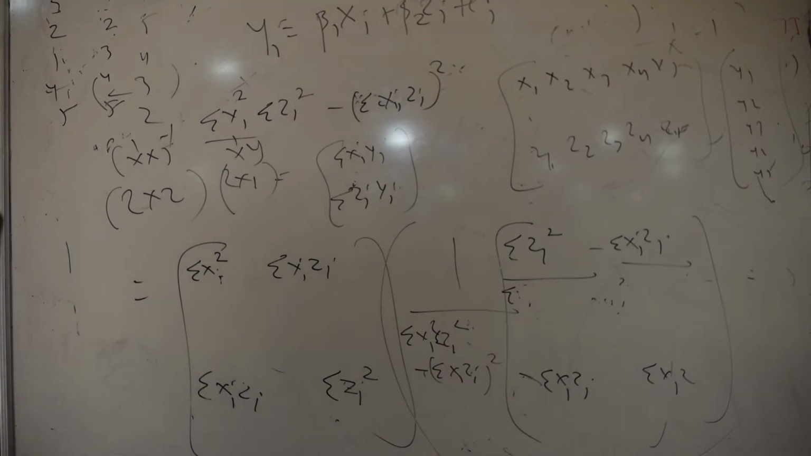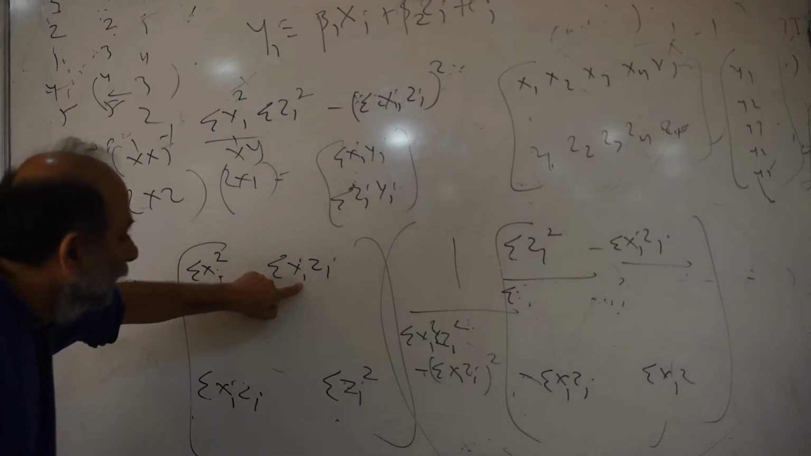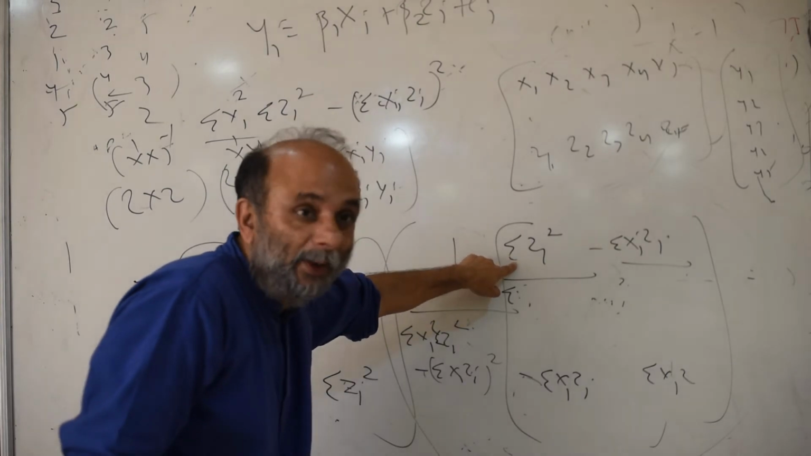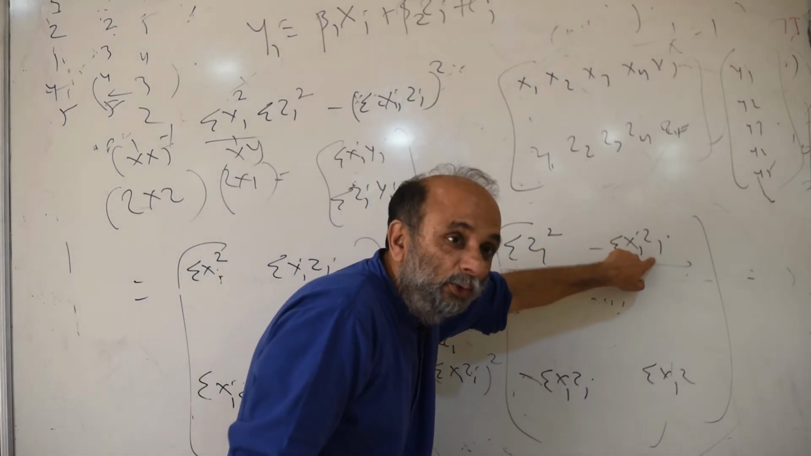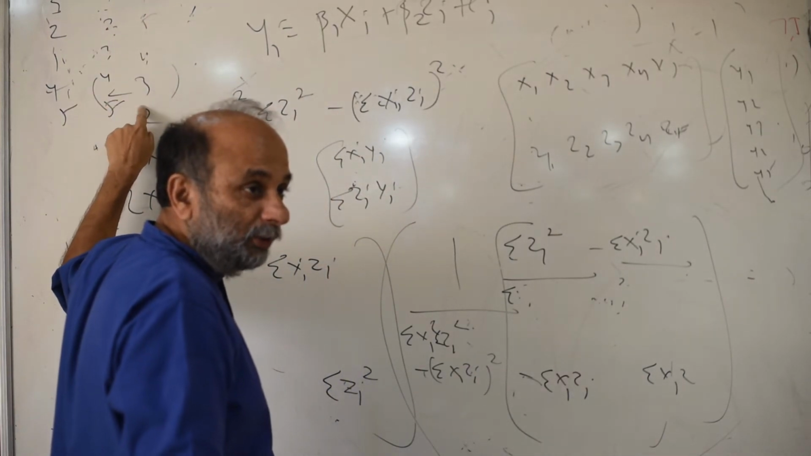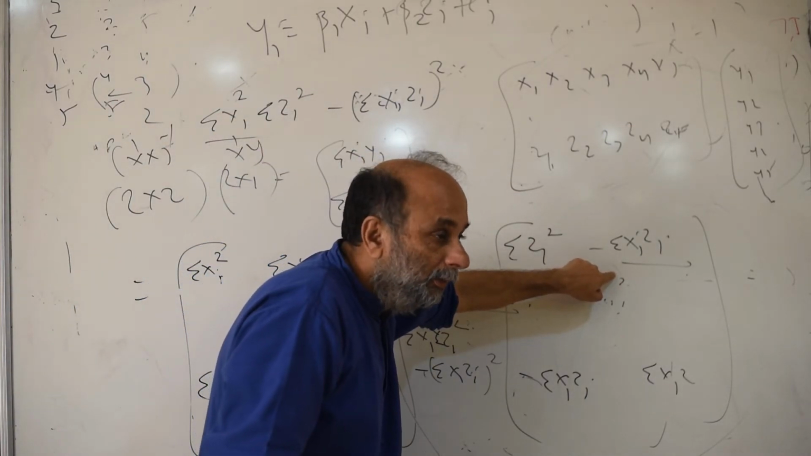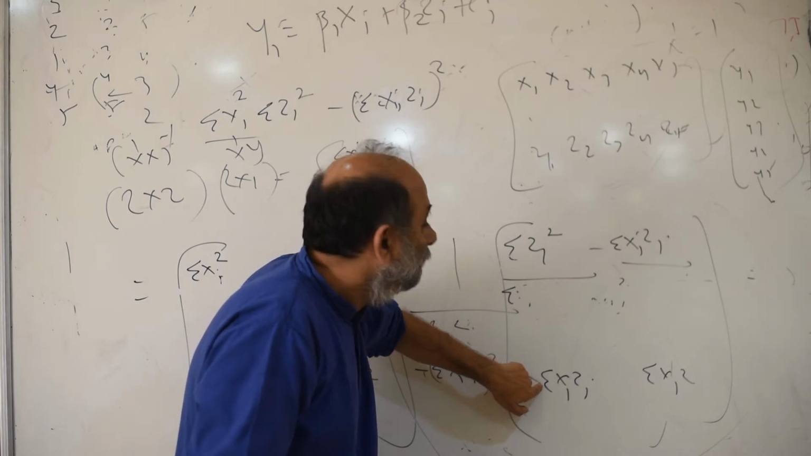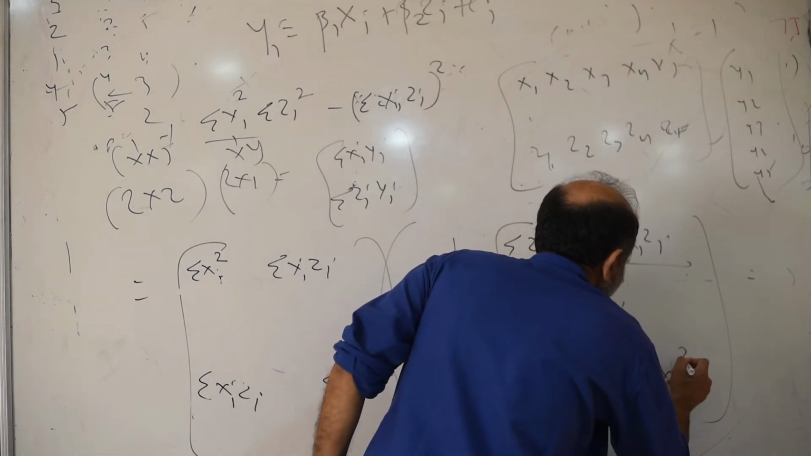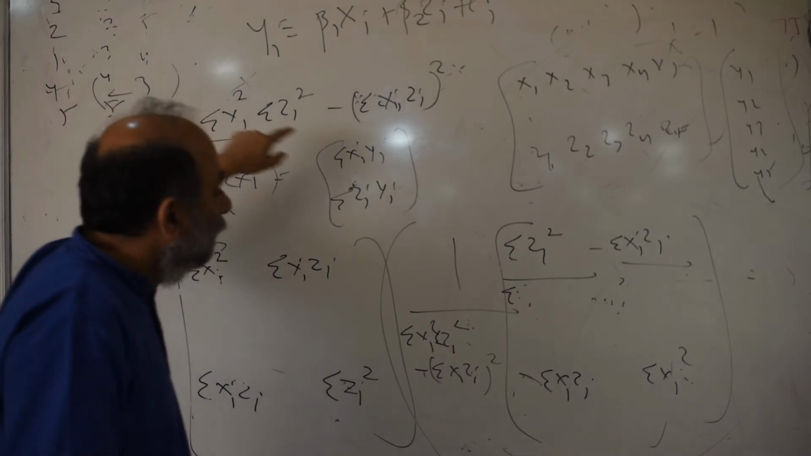What are the things that I need? I need summation xi square. I need summation zi square. Right? I need xi into zi. So this into this plus this into this plus this into this plus this into this plus this into this. Put a minus here. Same number will come here. Then I need summation xi square. So I need 1 square plus 2 square plus 3 square, which will go here.